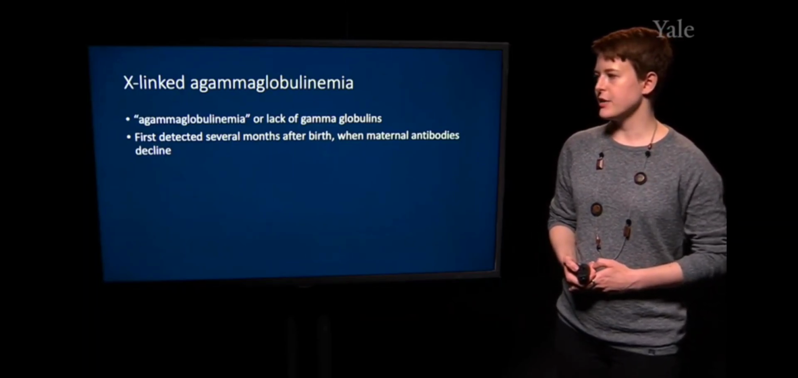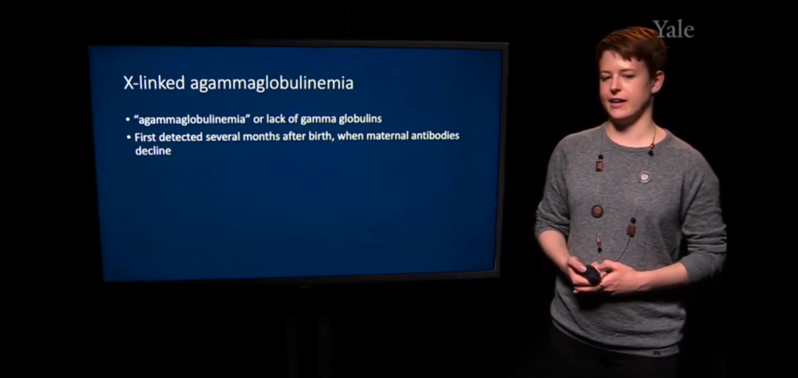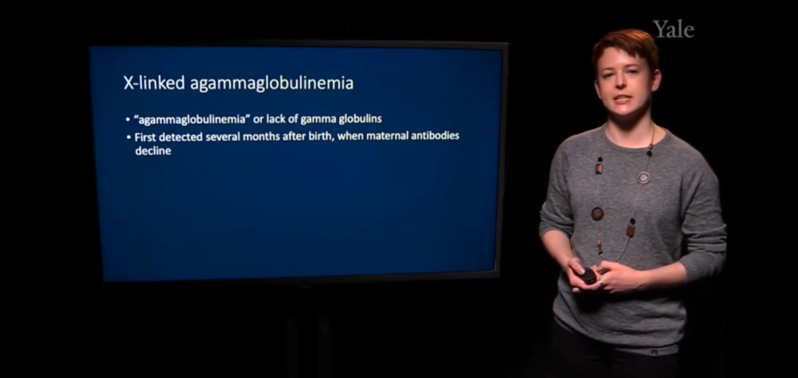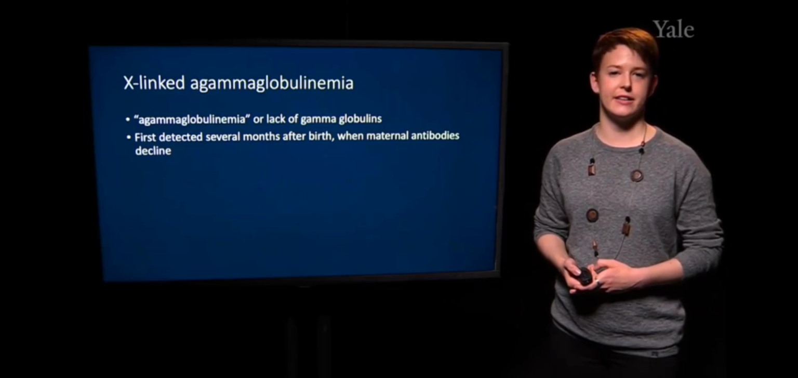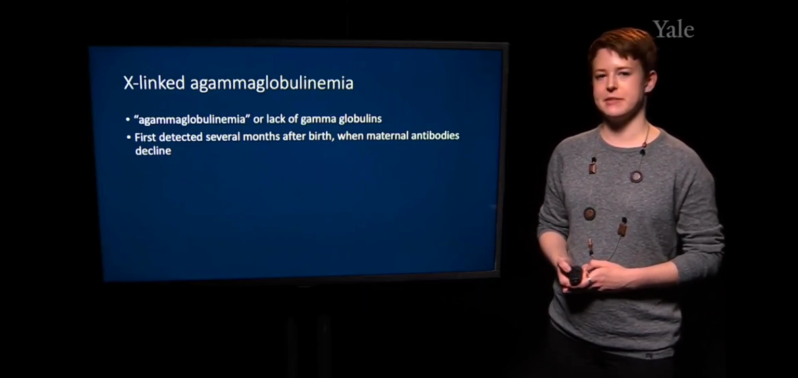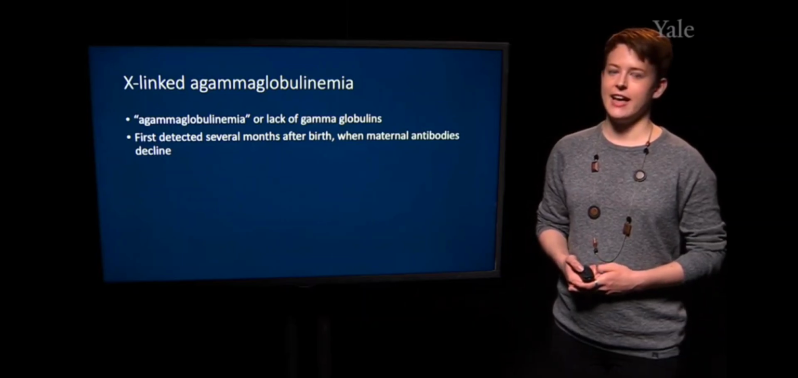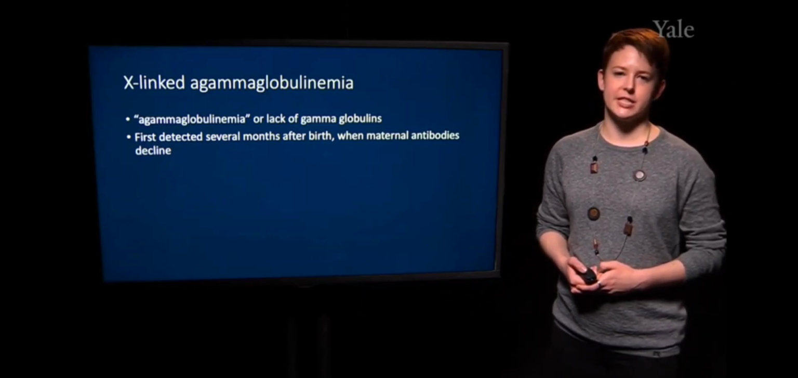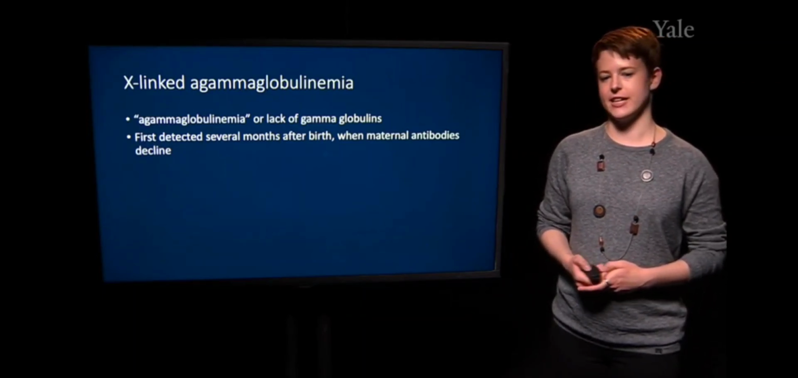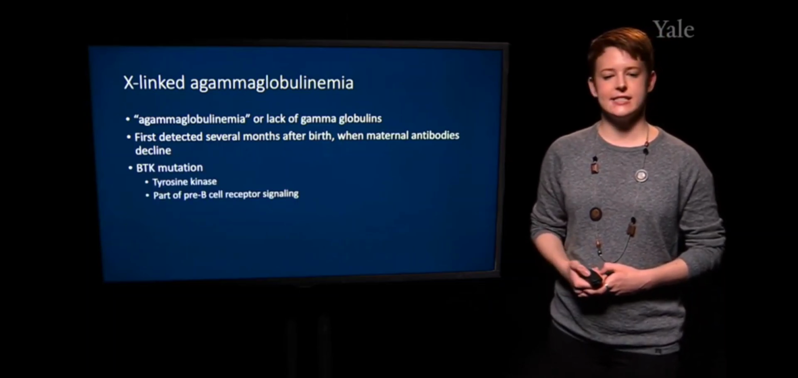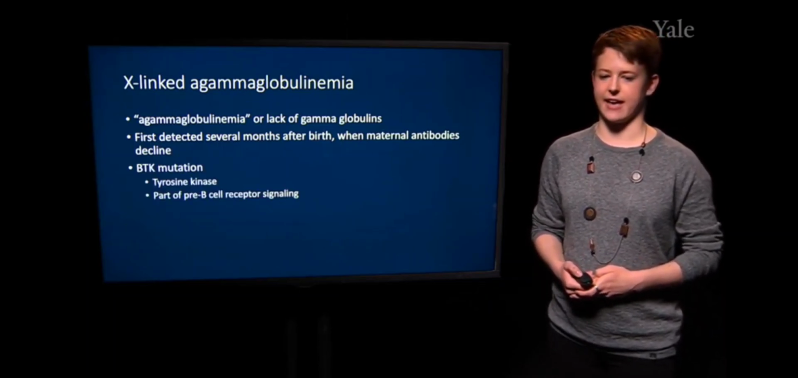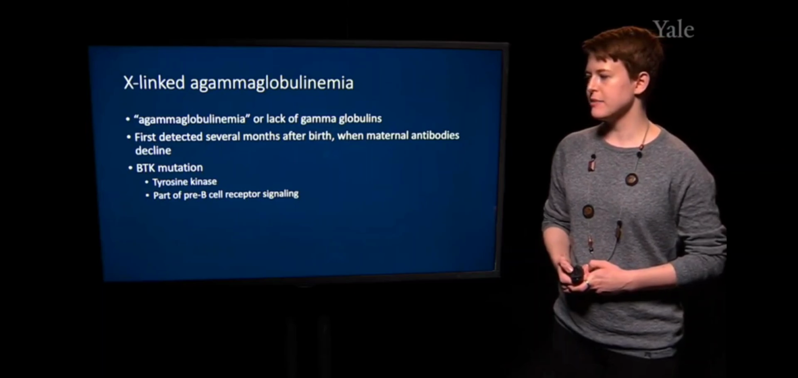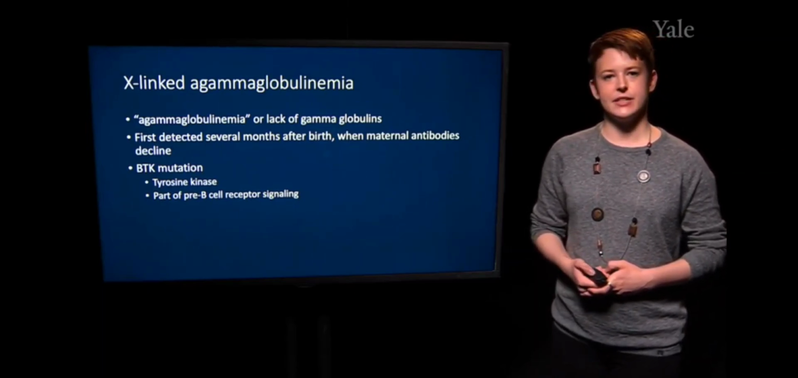And this is actually not typically detected until several months after birth. And that's because a few months after birth, maternal antibodies start to decline. And if the patient lacks gamma globulins and antibodies, then when the maternal antibodies decline, they are left without functional antibodies. And this is due to a mutation in BTK, which we'll show in the B-cell development pathway a little later. So BTK is a tyrosine kinase, and it's really important for pre-B-cell receptor signaling.